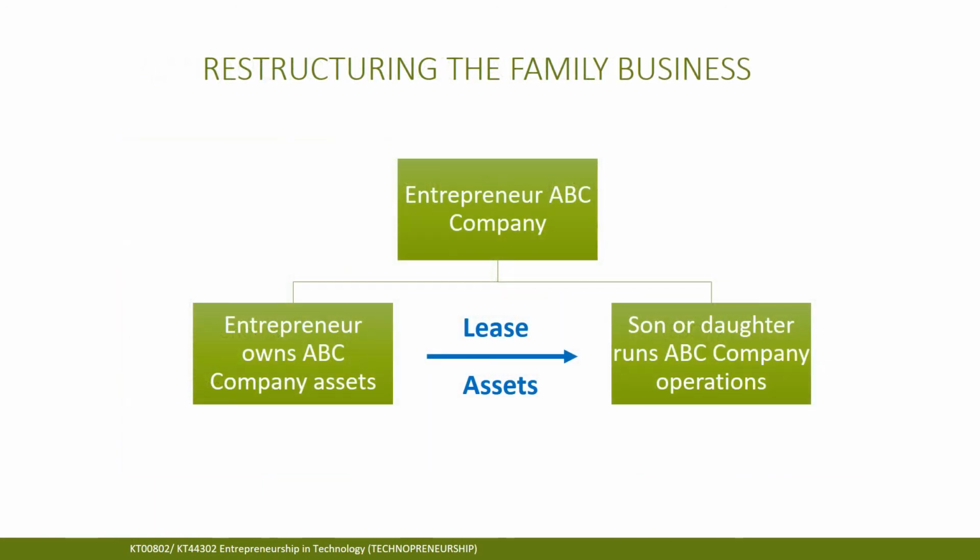Restructuring the family business. Entrepreneurs who want to cash out a significant portion of their investment and turn over the reins to a son, daughter, or other individual can do so by splitting the business into two firms, with the entrepreneur owning the firm that has all the assets and the other individual owning the operating aspects of the business while leasing the assets from the entrepreneur's company.